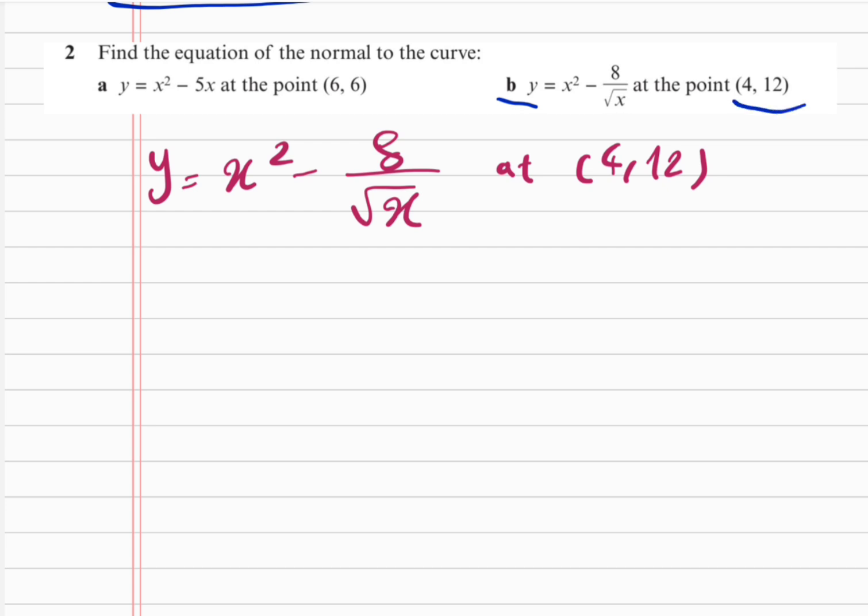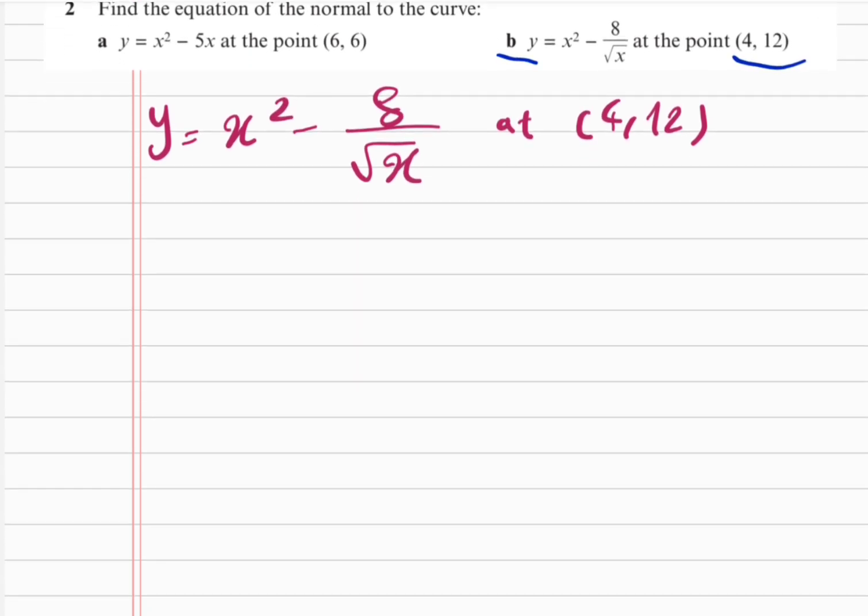So remember that if you want to find the equation of any line, we need to have the gradient of the line as well as a point on the line. So we are given the point, we just need to find the gradient. And the way that we can find the gradient of the normal is by finding the gradient of the tangent to the curve. So let's first find the gradient of the tangent.